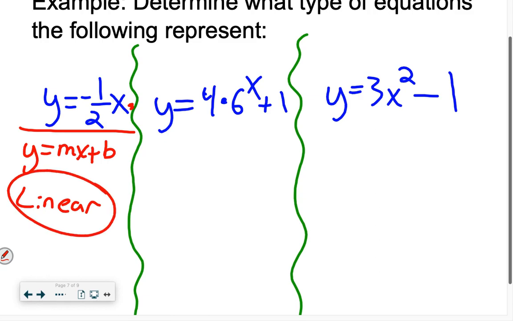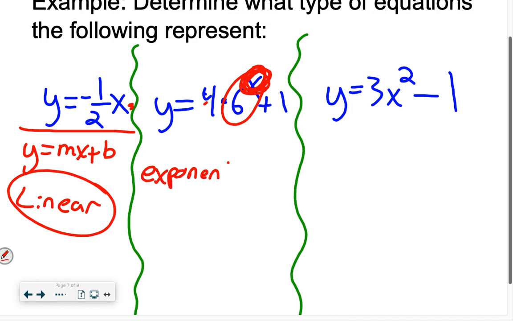Okay, well let's look at the middle one. You have an exponent, and it's this x, right? You have 4 times 60 to the x power plus 1. Now don't be fooled by the plus 1. Maybe that kind of looks like linear, y equals mx plus b, but our variable is in our exponent. So if our variable is an exponent, like it is, we know it has to be exponential.